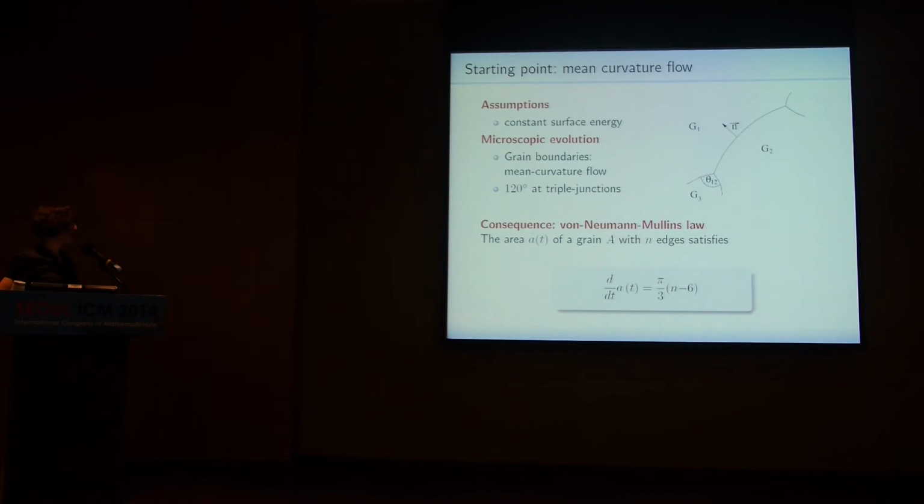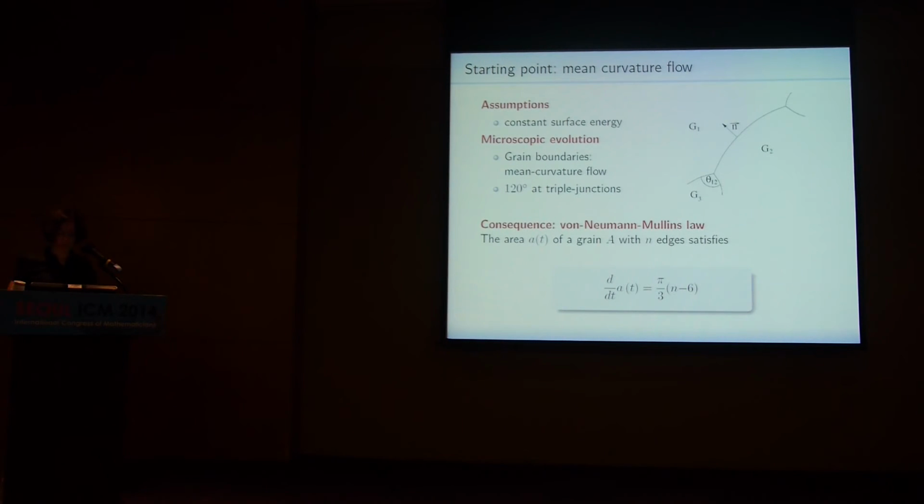And then these boundaries meet in triple junctions. We can assume equilibrium of forces. That means that all the triple junctions instantaneously adjust with the grain boundaries, and the angles are always 120 degrees. As a consequence of this constant surface energy and the fact that we're in 2 dimensions, there is the famous so-called von Neumann-Mullins law, that you get by elementary computation, that the rate of change of the area of a grain is proportional to n minus 6. n is the number of neighbors.